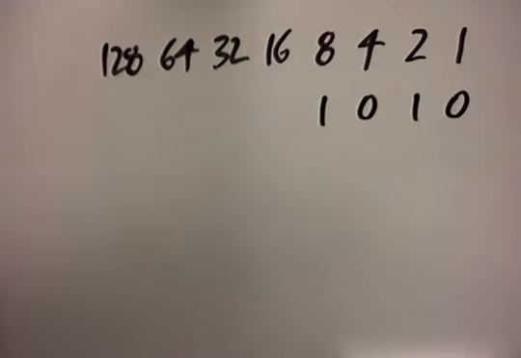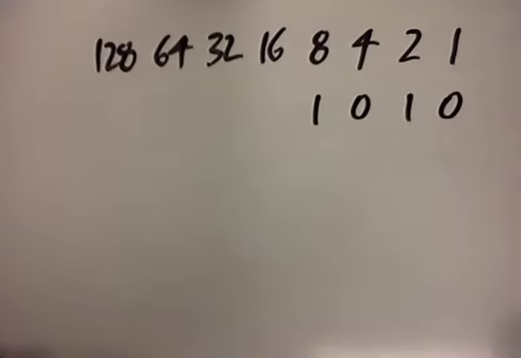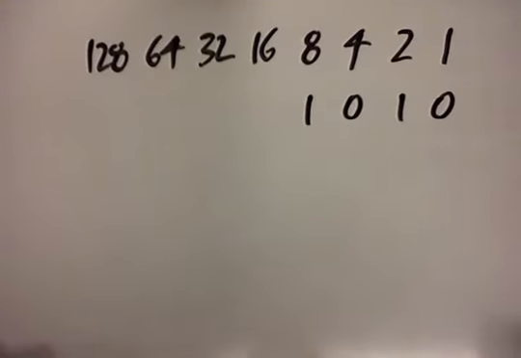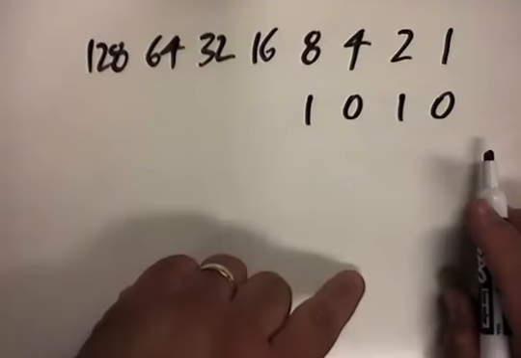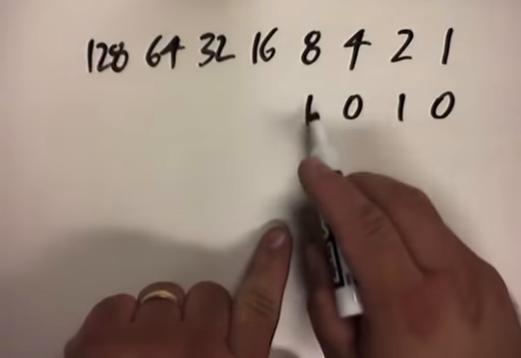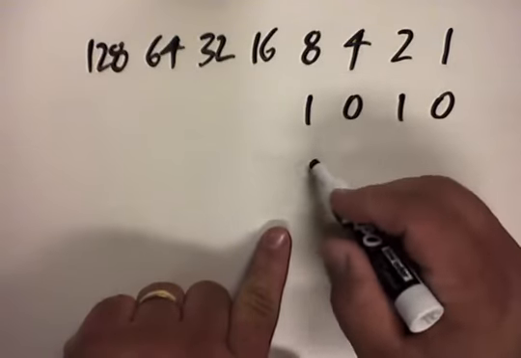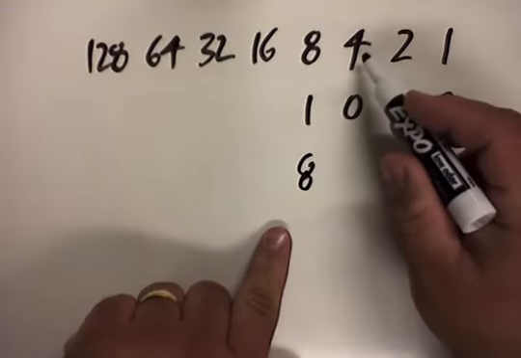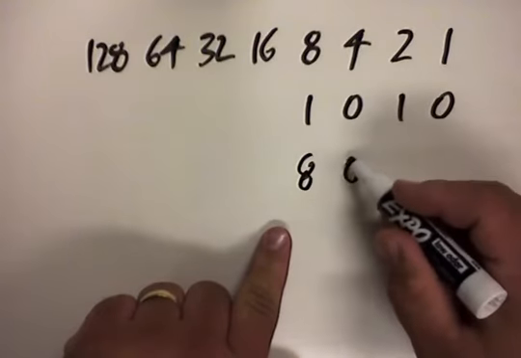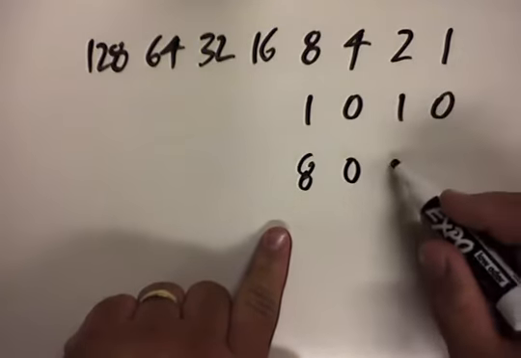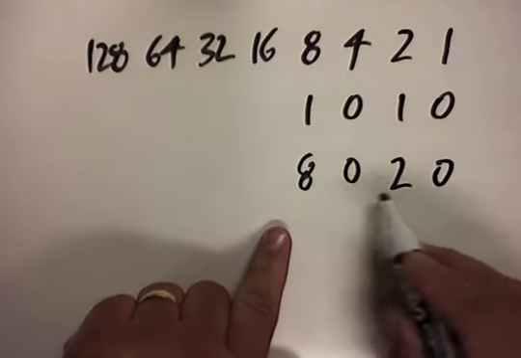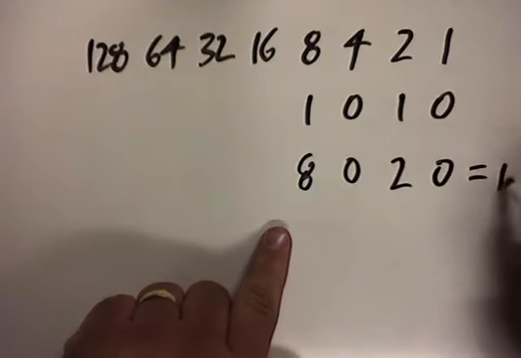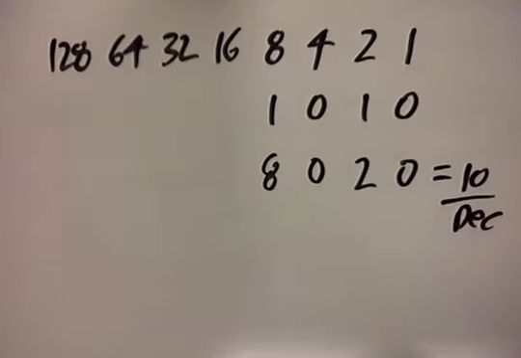1010. Well, all we really have to do is what we did back in elementary school, start adding up these place values. The 1 times the 8 place is actually 8. 0 times the 4 place is actually 0. 1 times the 2 place is 2. 0 times the 1 place is 0. So 8 plus 2 equals 10 in decimal. So there's the number 10 in decimal.